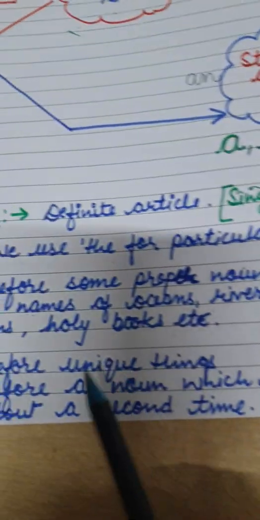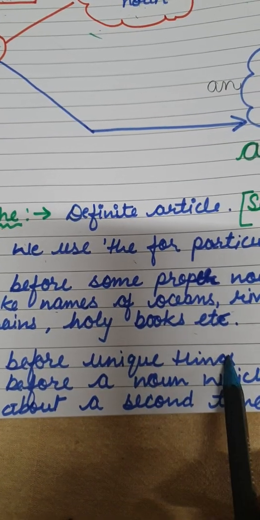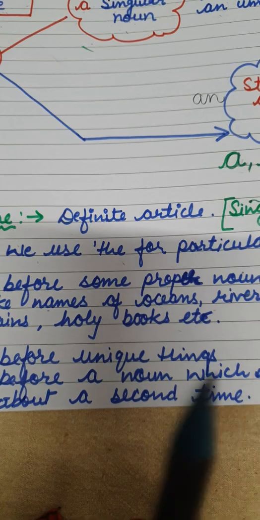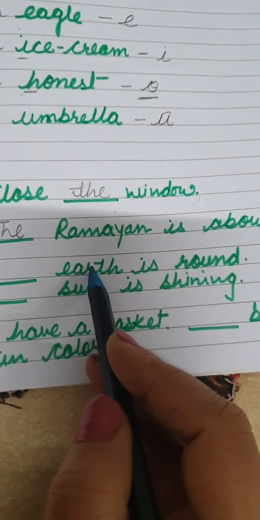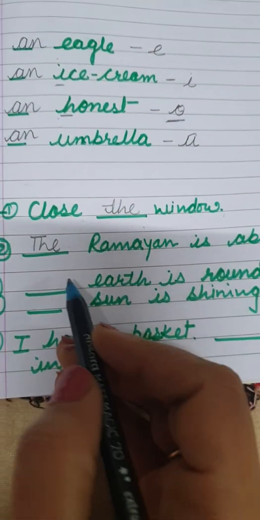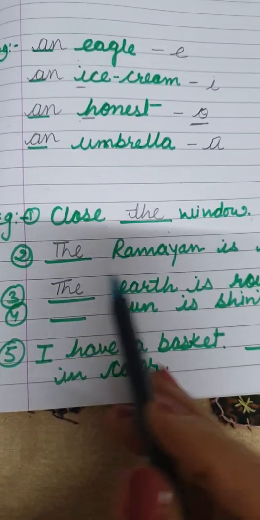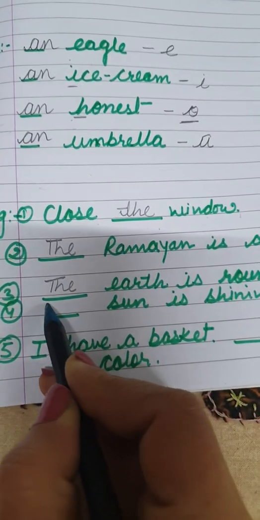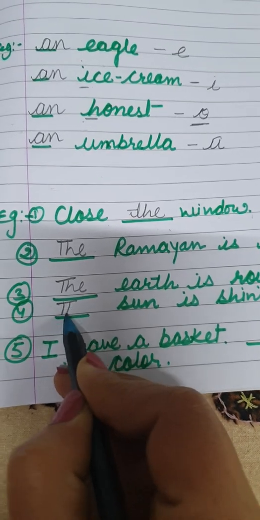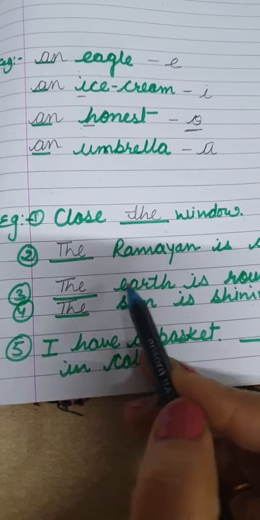Okay. Next, before unique things, kids, the things which are unique, only one, इस दुनिया में सिर्फ एक ही हो, यूनिक ही हो, तो उसके लिए हमेशा the यूज होगा. Like dash earth is round. So earth एक ही है यूनिवर्स में. The earth is round. Sun, again sun is unique, only one in this world. The sun is shining, so we will use the before that.